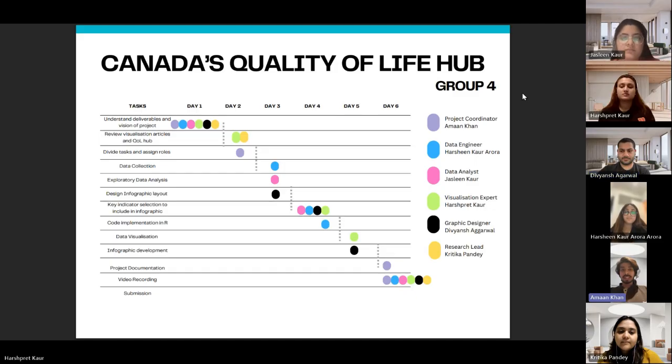You can see from our project timeline that we begin by clarifying our deliverables, reviewing relevant articles, and dividing tasks early in the process. My role was to make sure that we stayed on track throughout each phase, from data collection and analysis to infographic design and then the final submission.